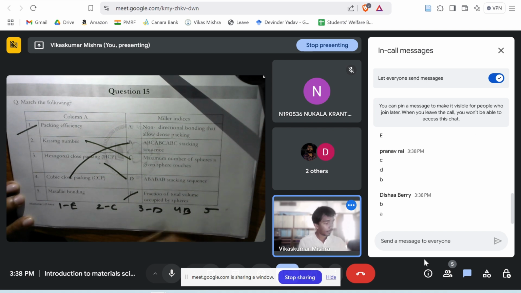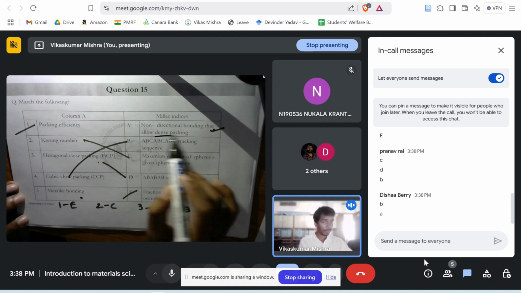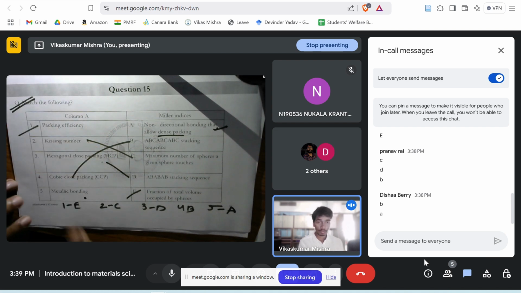So 4 is B. The fifth one is a metallic bond. We just understand that it's a non-directional bond, which is allowing the dense packing. Yeah, Disha, that's right. So for fifth, we can say option A is the right answer. So with that, we have solved this.